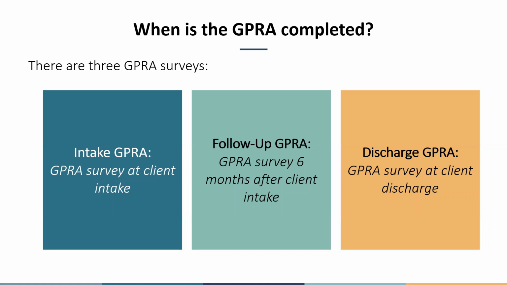For instance, if a client gets an intake GPRA and discharges from services, then they'll complete a discharge GPRA. But if they return for additional services later, they can't complete a second intake in that same grant period. So basically, you can't do 2 of the same surveys in a grant period, just 1.